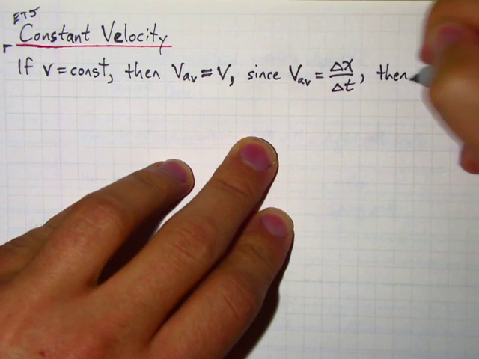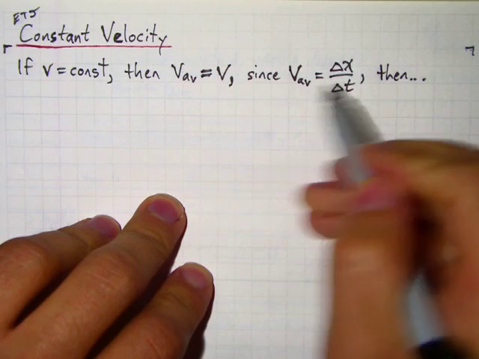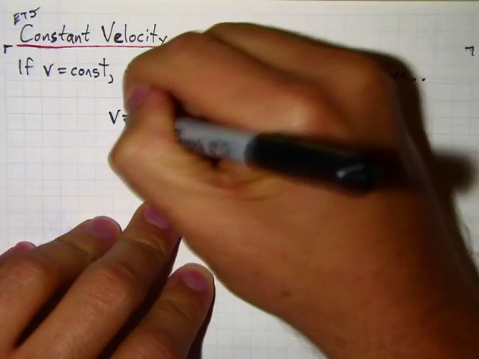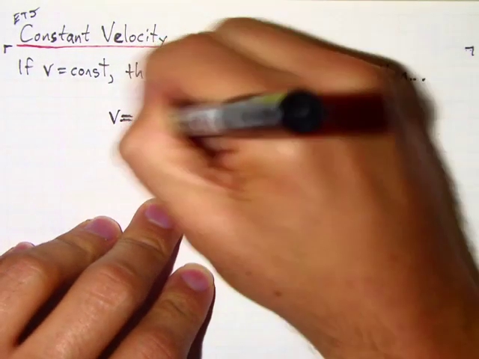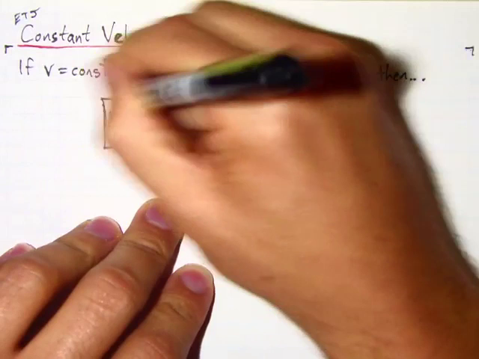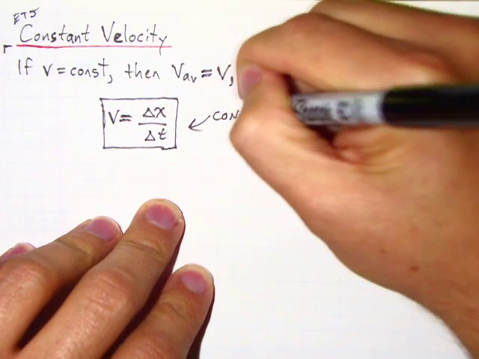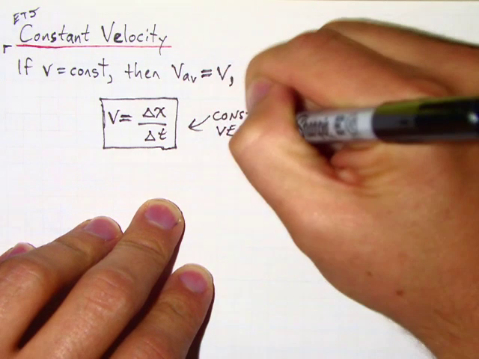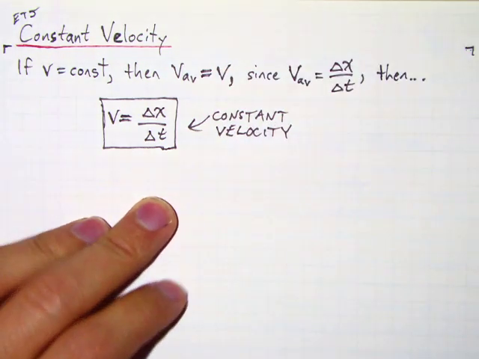then if the average velocity is equal to the velocity and the average velocity is equal to delta x over delta t, then your velocity must be equal to delta x over delta t. And that's what we call our equation for constant velocity. That describes the motion of an object whose velocity is not changing.